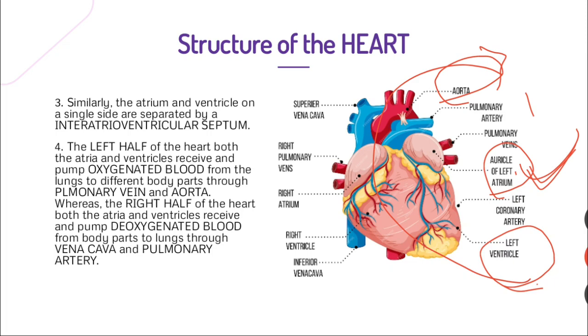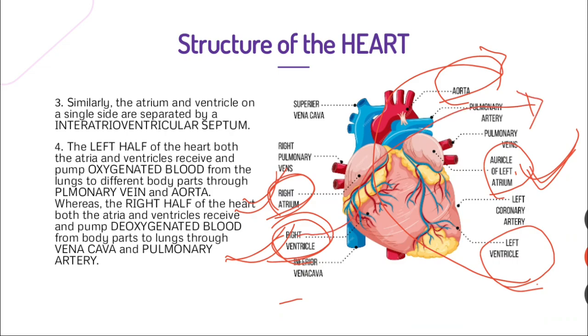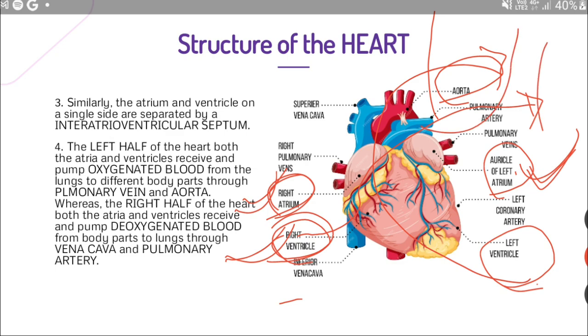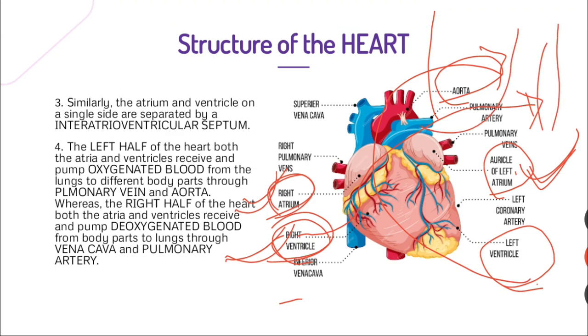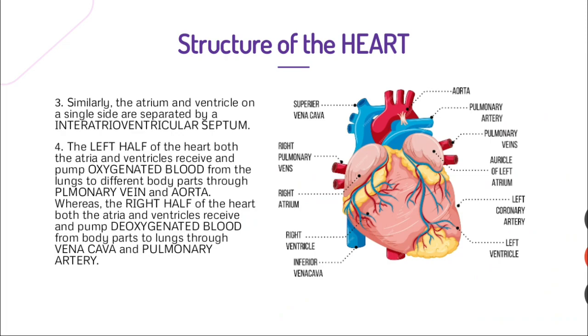Next one, your right atrium and right ventricle consist of deoxygenated blood. As they consist of deoxygenated blood, they have to send it for purification, so they send it to lungs. Lungs are the places where purification is done. We will be seeing in the respiratory chapter how this purification is done. Now through pulmonary artery or vein? Artery. In the heart, the pulmonary artery and pulmonary vein are your exceptions.